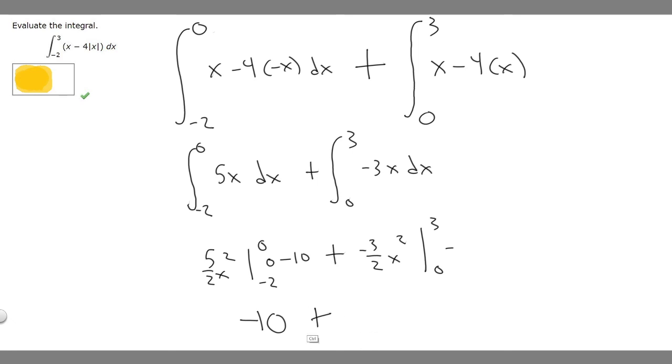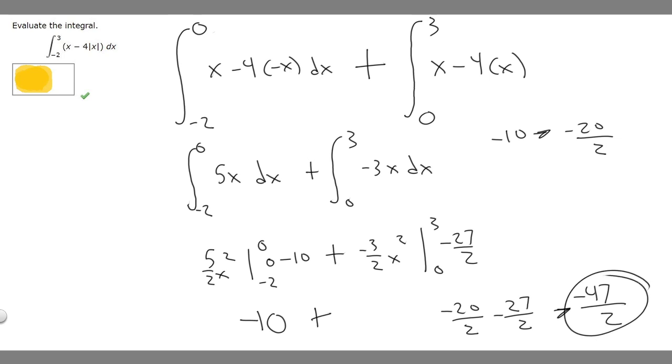If we go ahead and do that, I'm going to make the minus 10 be over 2. So it's going to become minus 20 over 2, because that's the same thing. Minus 20 over 2 minus 27 over 2 becomes minus 47 over 2. So this right here is going to be our final answer. The answer to this problem is minus 47 over 2.